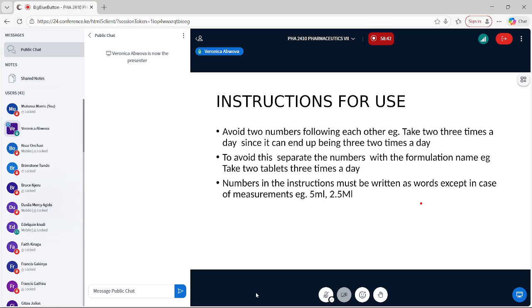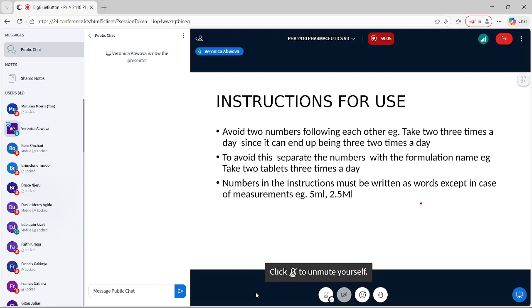What you do instead is separate the numbers with the formulation name. For example, take 2 tablets. What the patient walks away with is 2 tablets, okay? They are not confused. So take 2 tablets 3 times a day. Don't write take 2 3 times a day, okay?